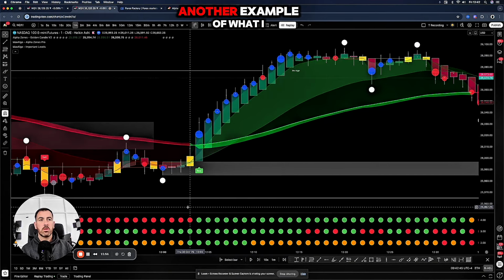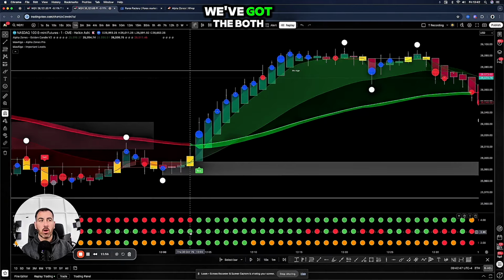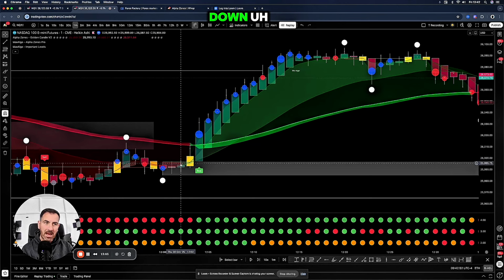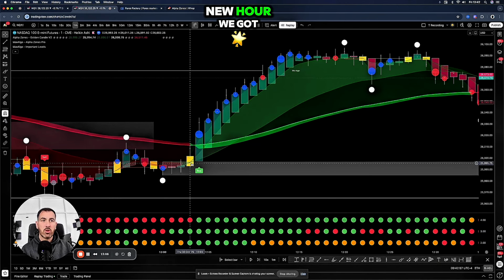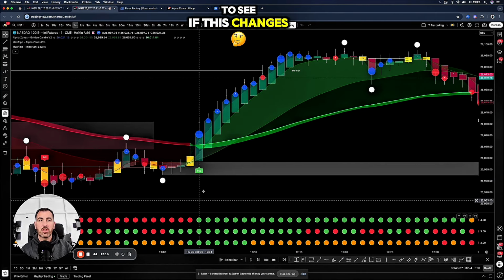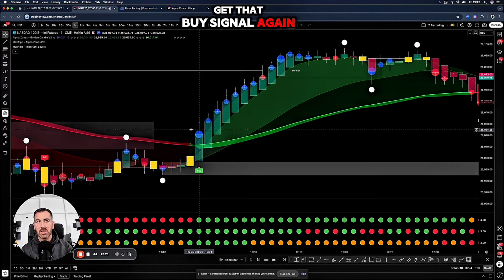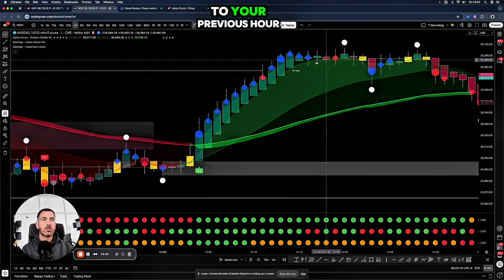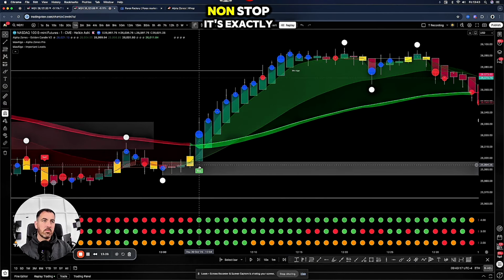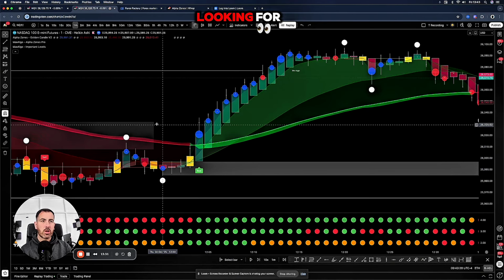Golden candle. Another example of what I just said. We've got both the 1 minutes are green. The price action is still red because we've come down. We've come down here, below the hourly, we've now had a new hour. We've got a golden candle. It's come up, and without the volume, that's not changed. I am now waiting to see if this changes. Yes, it does. We get that buy signal again. We get the bullish volume, and we get that lovely big push up to your previous hour high there, non-stop. It's exactly the kind of trade you're looking for.